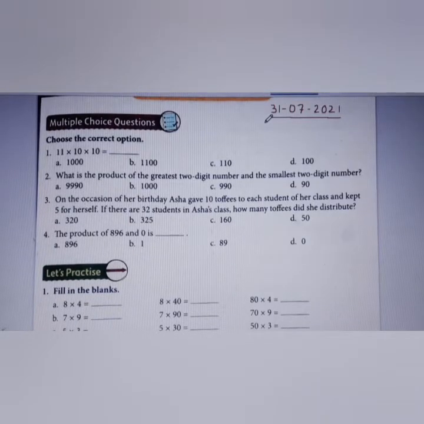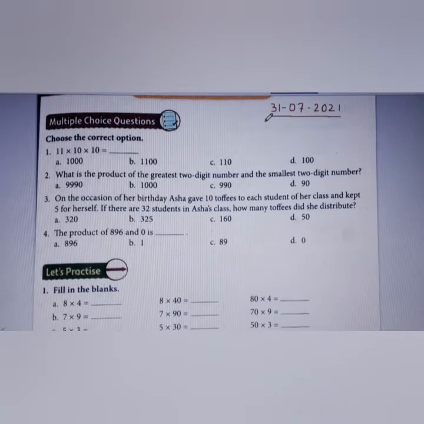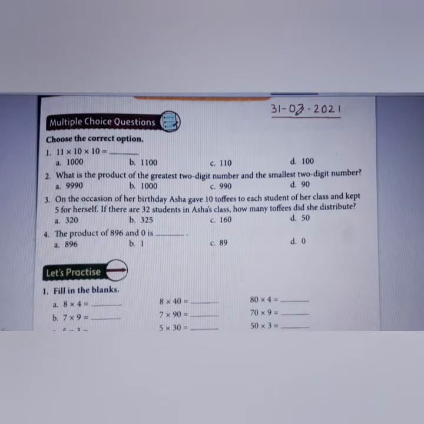So children, everyone take out page number 71 of your textbook, revision exercises. So let's see the questions. First we will understand the questions and then children you will do it yourself in the notebook. Okay? So today's date is 31/7/2021. Multiple choice questions. Choose the correct option.